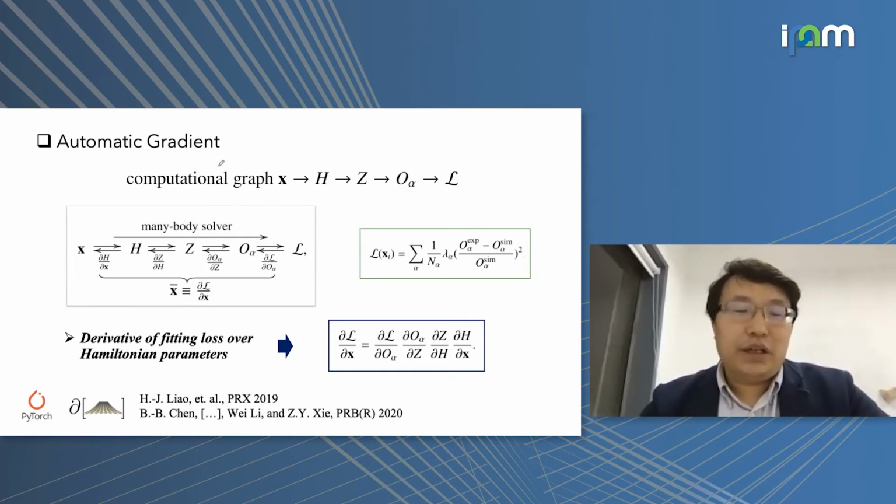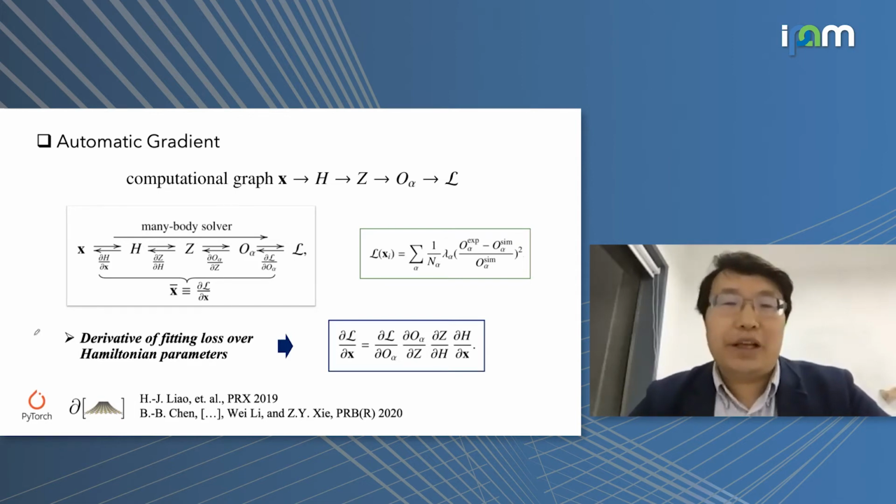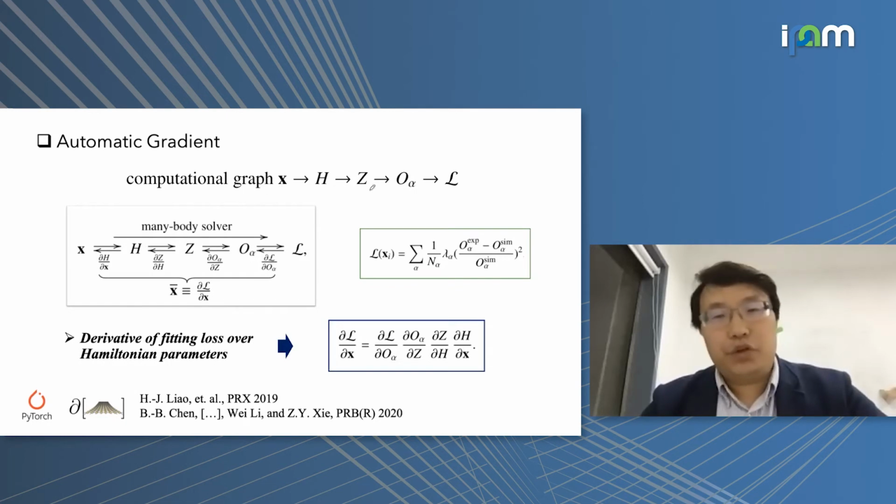So, to be concrete, the automatic gradient. Thanks to recent work, we make our tensor network algorithms, the tensor renormalization group procedure, fully differentiable. So we need to design a forward process from the parameters. This consists of a computational graph. From the coupling parameters, we construct the Hamiltonian H, usually in the MPO form, matrix product operator form. And then we compute the partition function, some quantities, and all the way to the fitting loss.